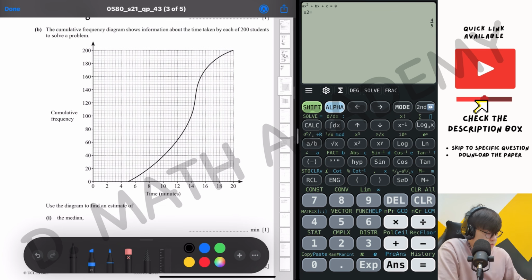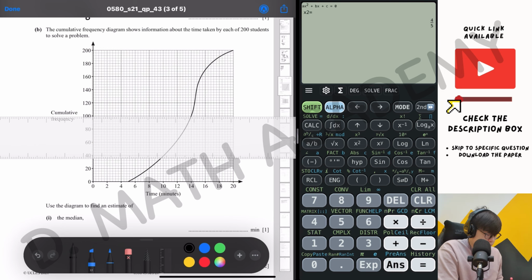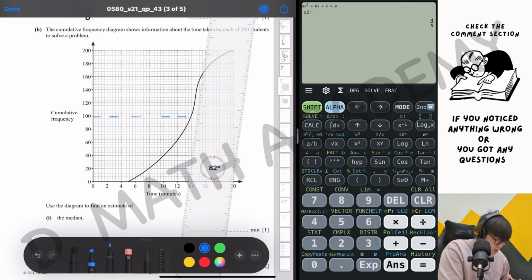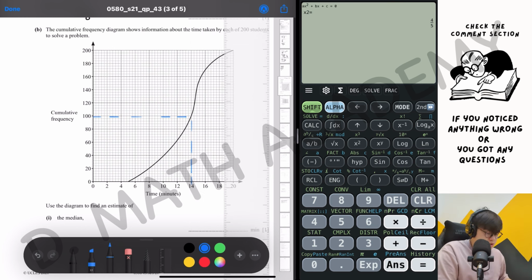As for the next one, they were asking for the median. Okay, so 50% of 200 students is actually 100. That's why you can just draw this line here and you should be able to get your answer. So it's actually 14.